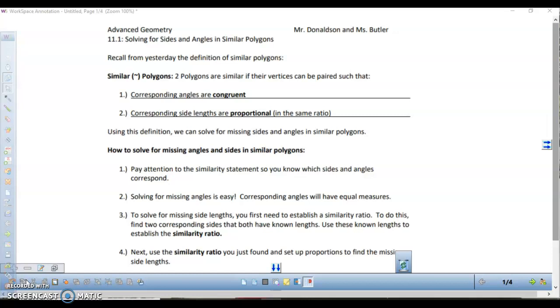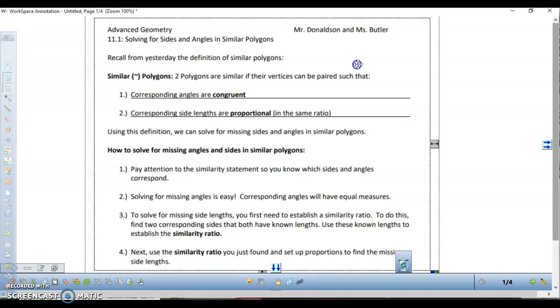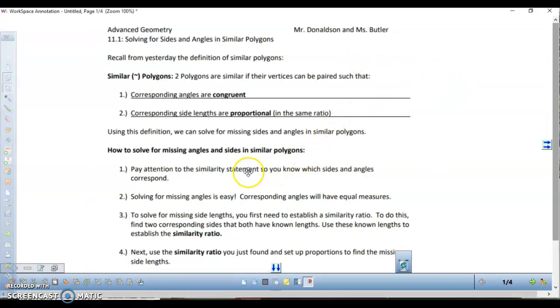First step, pay very close attention to your similarity statement. That's really important so that you can tell right away which sides and angles correspond to one another. Next step. Solving for missing angles is really easy. If angles are congruent, as in the definition of similar, then that simply means they have equal measures. So if you know one angle's measure, you know its corresponding angle has the same measure, and that's simple. Solving for side lengths is a little more complicated, and we have to do this by using proportions.